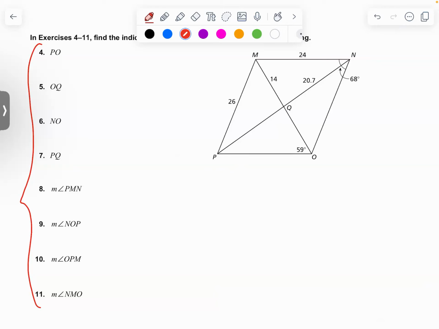What did you get for NMO and NOD? PMN is higher. It adds up to 180, so it has to be 112. Because it's supplementary. Because they're consecutive interior angles. 68 plus 112 equals 180. Oh.